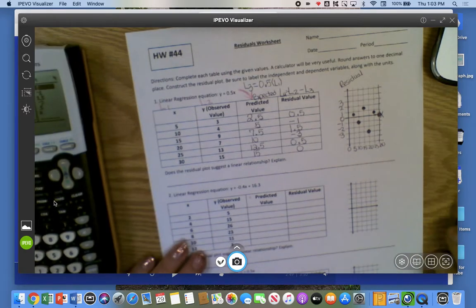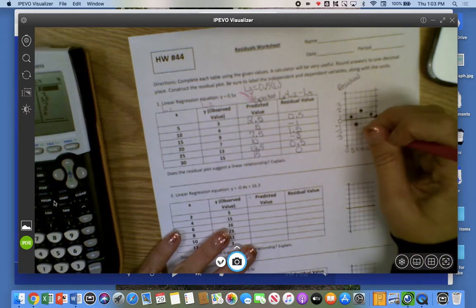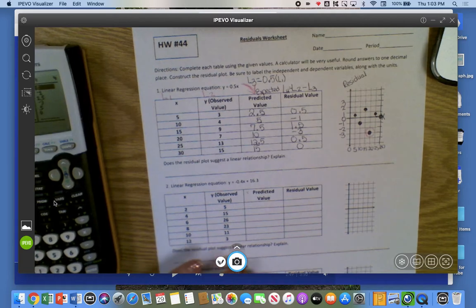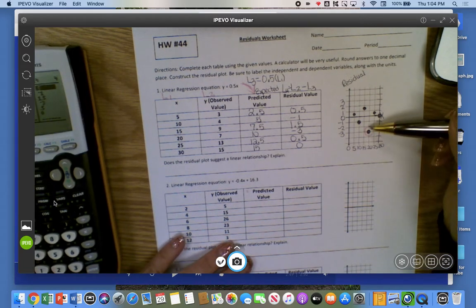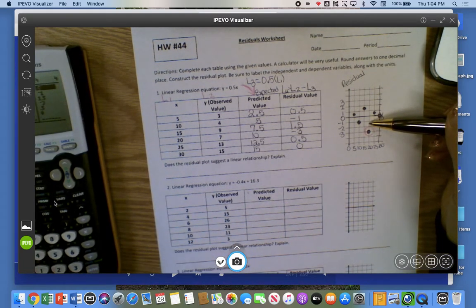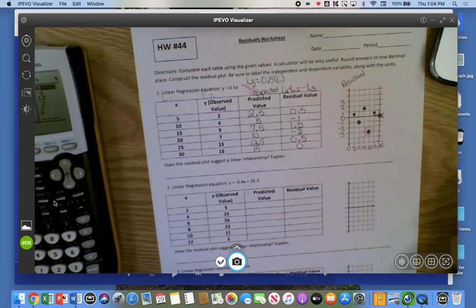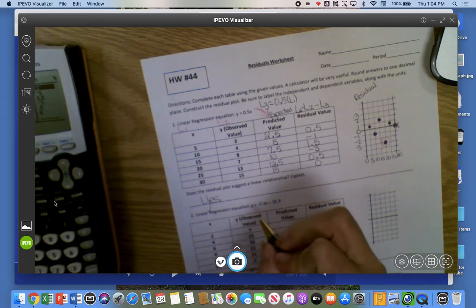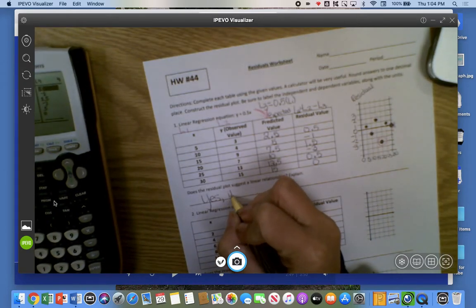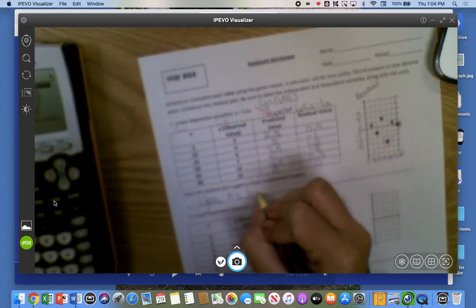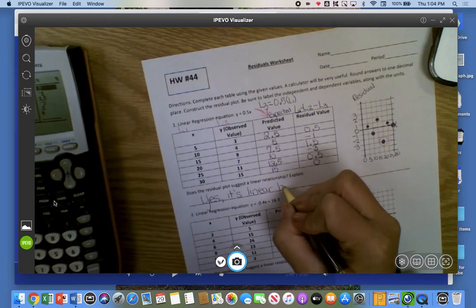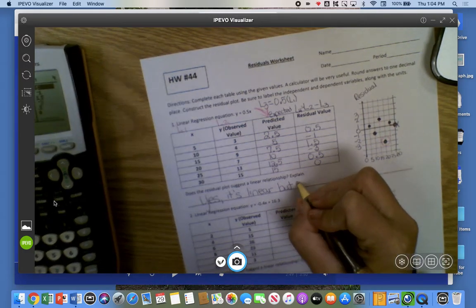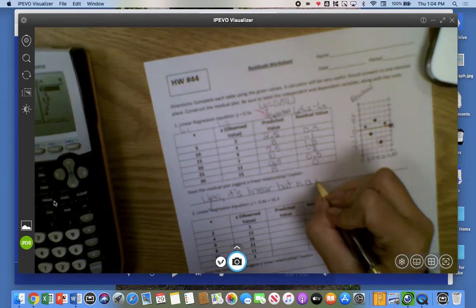This point out here throws it off a little bit because it is farther away. If it had been moved up here, we would have definitely said yes, it's a strong linear relationship. We could say here, yes, it's linear, but probably a little weaker. So it's linear, but a weaker relationship.